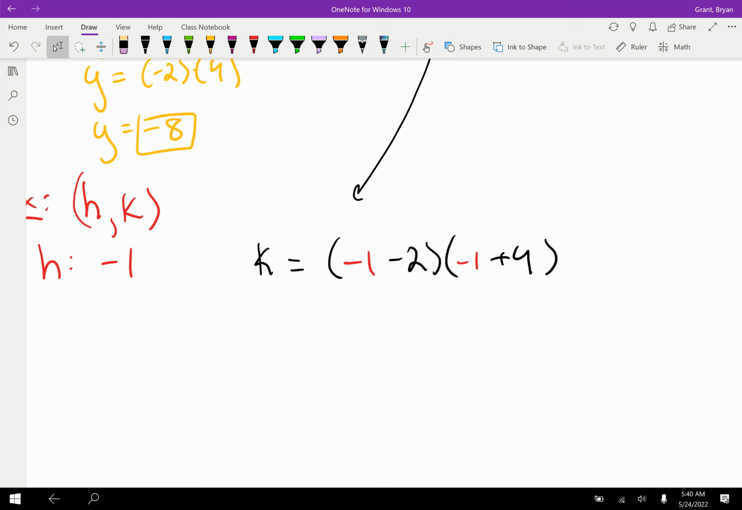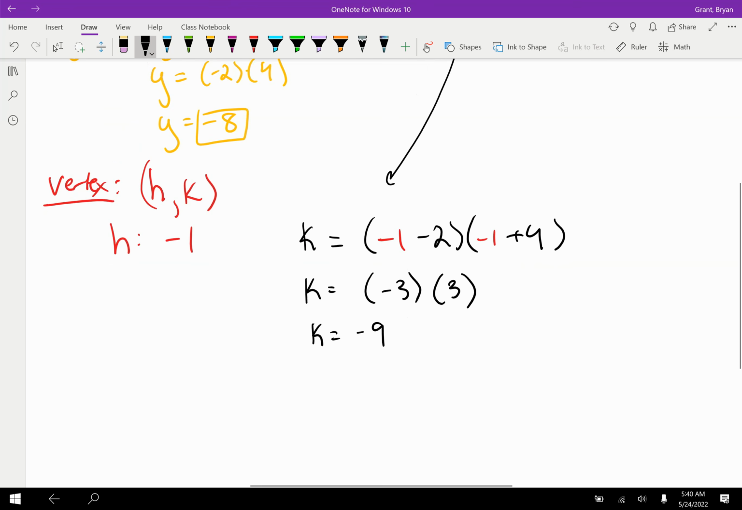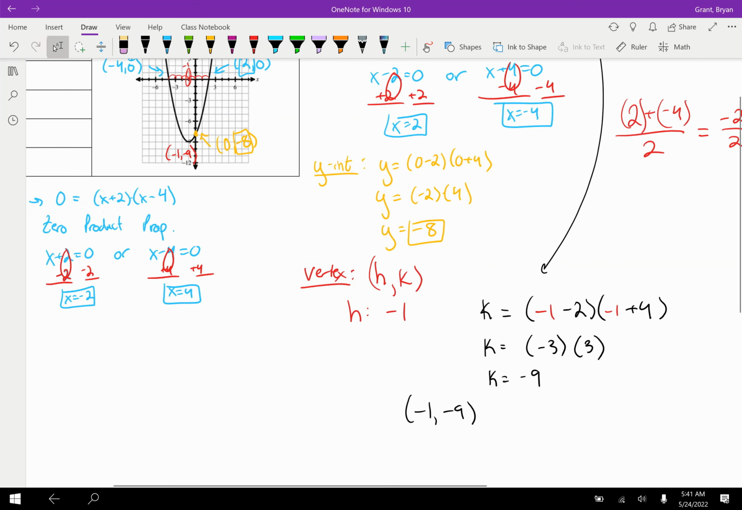So then from here, we follow PEMDAS once again. Negative 3 times positive 3, which gives us negative 9. And so our vertex is (-1, -9), which indeed does match the graph up above.